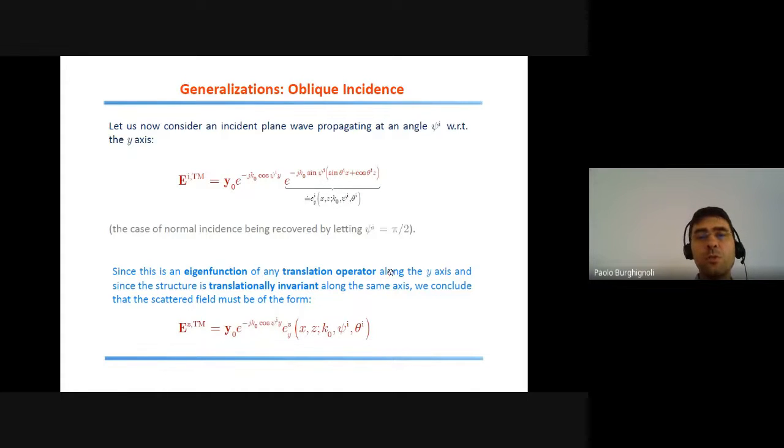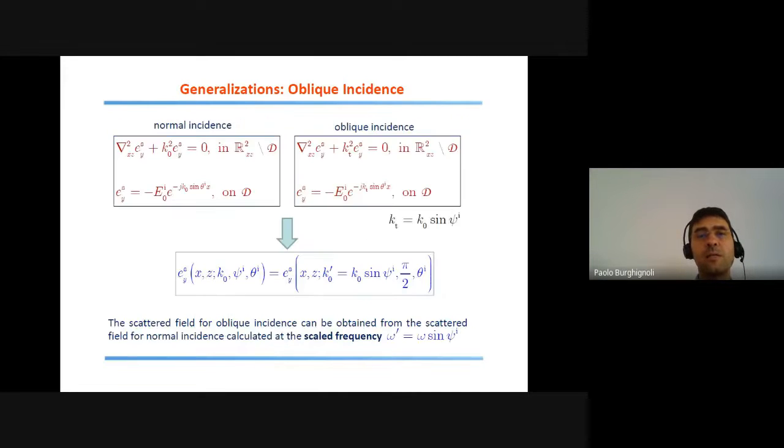This observation allows us to compare the problem of normal incidence with that of oblique incidence in the next slide. In particular, for normal incidence, the problem is the one we posed before with the two-dimensional Helmholtz equation outside the half plane and the boundary condition on the half plane that involves the exponential that depends on x.